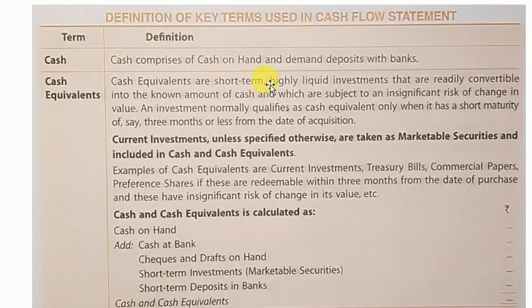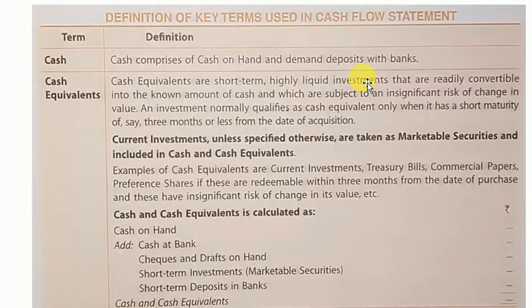Highly liquid investment means which can be very easily converted into cash. That may not take a long time, but the moment you want it, you will have to take a decision and it may be converted into cash. So that is why it's called highly liquid investment. I hope you remember liquidity ratios where we talked about liquid assets, correct?